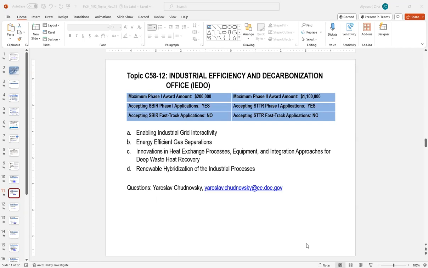Okay, this question is for 12B. Does gas separation focus on CO2 only, or do other gases come into interest, H2 and H3? I would suggest to present subtopic B first, and after that answering the questions.